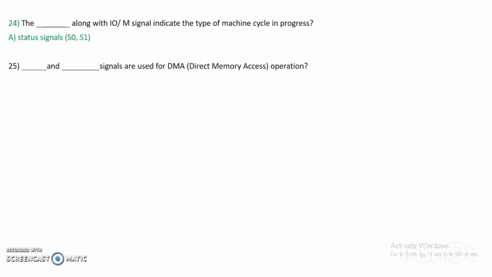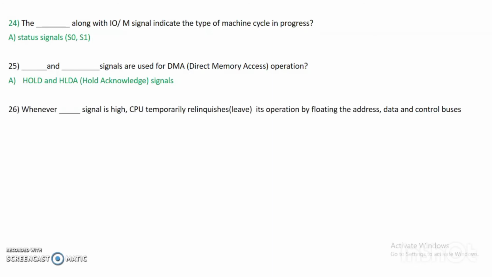Bit number 25. Dash and dash signals are used for DMA operation. So the answer will be hold and HLDA. HLDA stands for hold acknowledge. So both hold and hold acknowledge signals are used for the direct memory access operation. So this is one of the most asked questions.